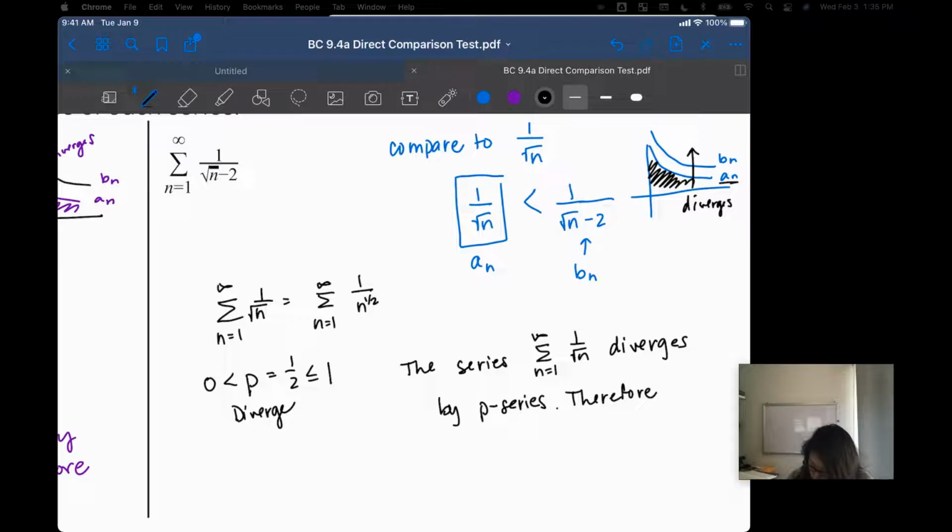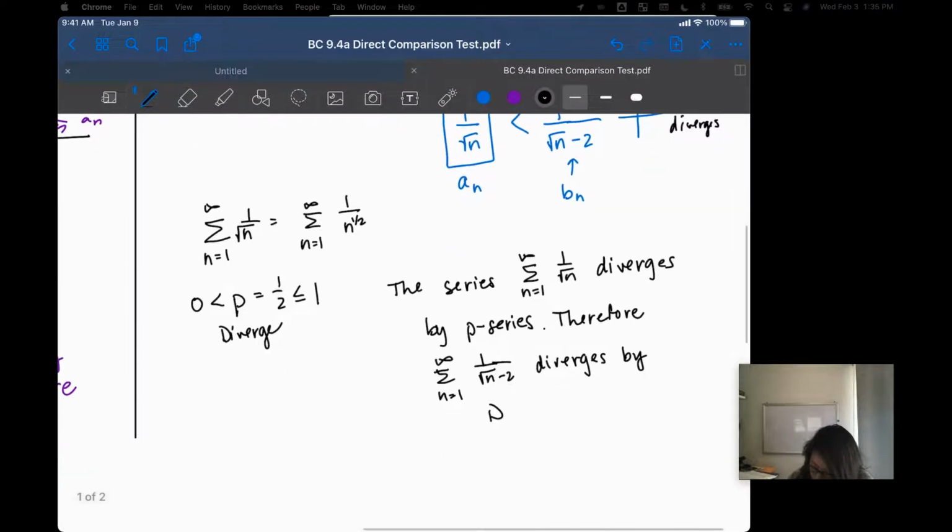Therefore, the sum of n equals 1 to infinity of 1 over the square root of n minus 2 also diverges by direct comparison test.